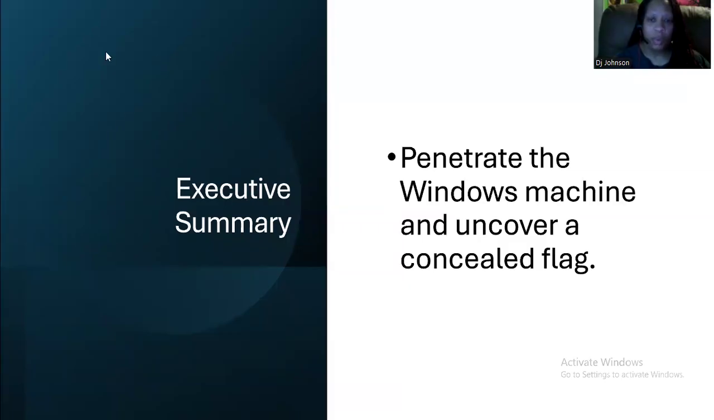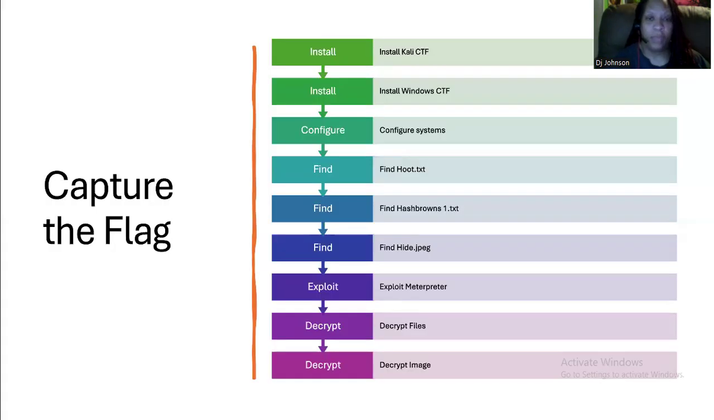So pretty much what we want to do is penetrate the Windows machine and uncover a concealed flag somewhere on the machine. We've been given some hints as to where some clues may be, but it's up to us to find out where that flag may possibly be.